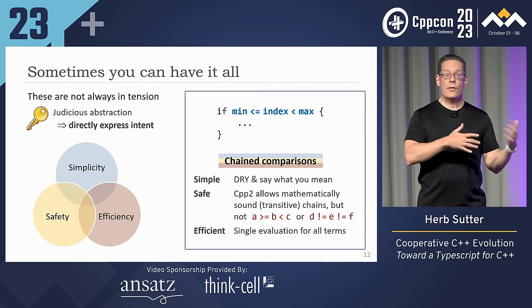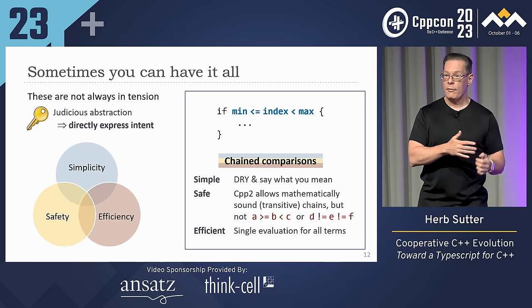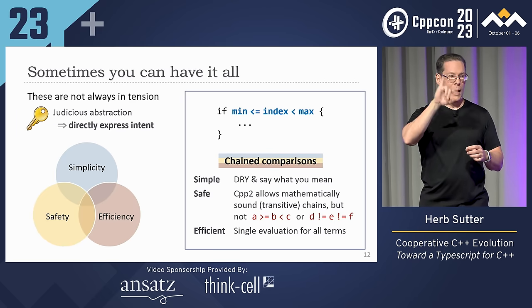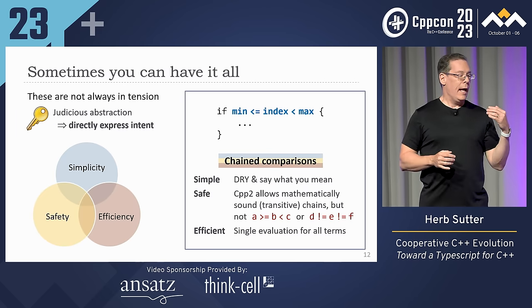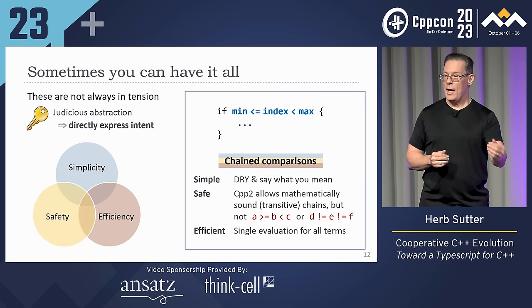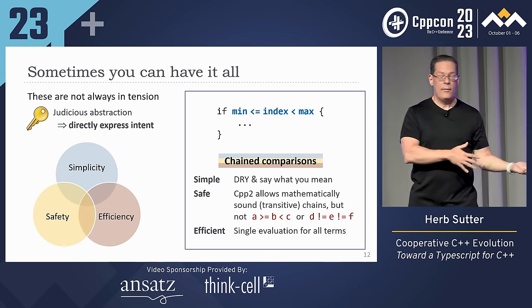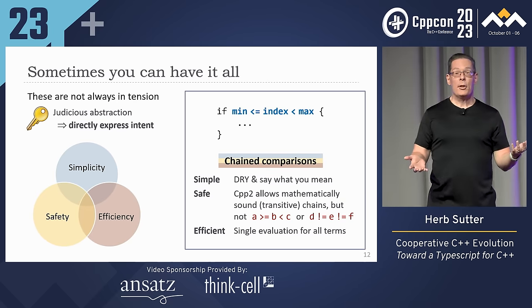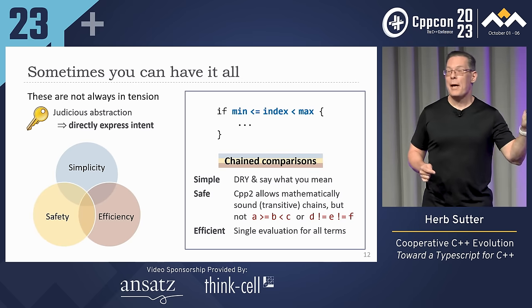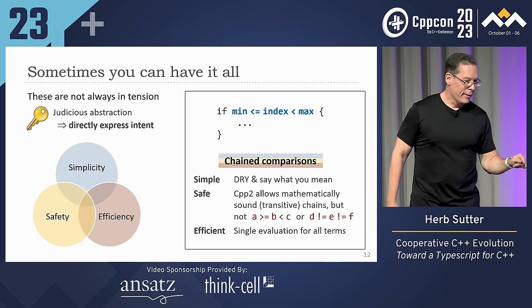So in the standard, it is all of CPP2's comparison stuff, including default comparisons and the symmetry and all that, except for chained comparisons. That one hasn't been standardized in today's syntax yet. So I've implemented it. You may be familiar with this in other languages, and this is better. Let me tell you why.